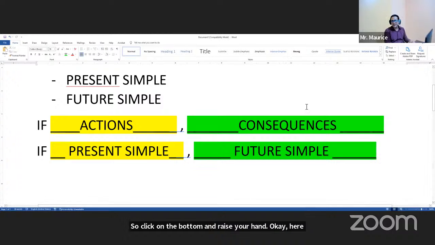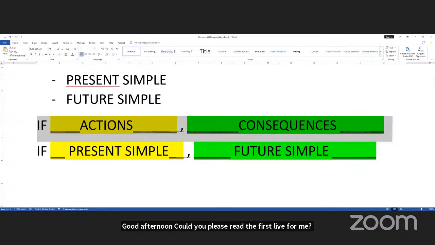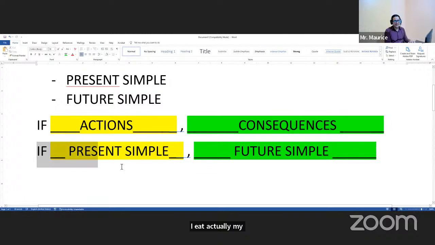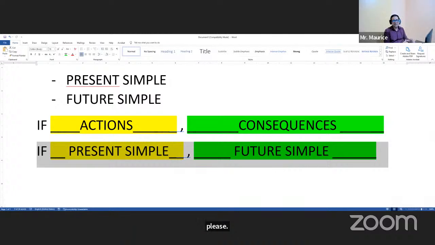We have just 9 students so far. Nestor, good afternoon. Could you please read the first line for me? If action and consequence. Read number 2 for me, please. If present simple, future simple. Thank you very much. So basically, this is the structure of the conditional number 1.